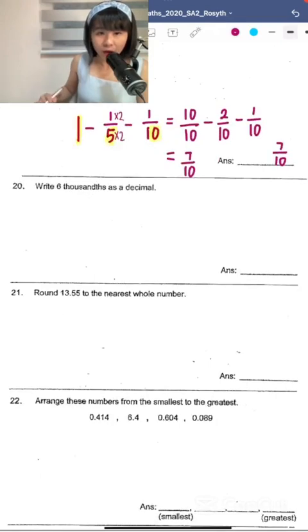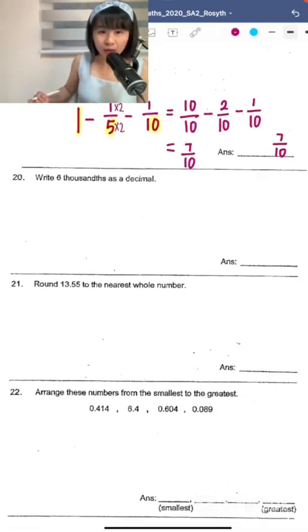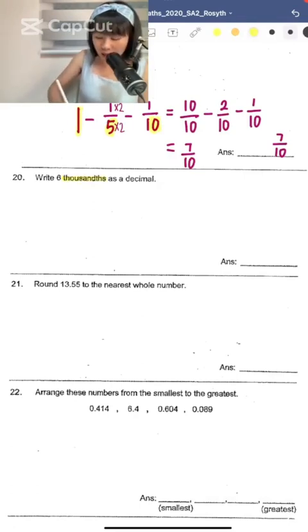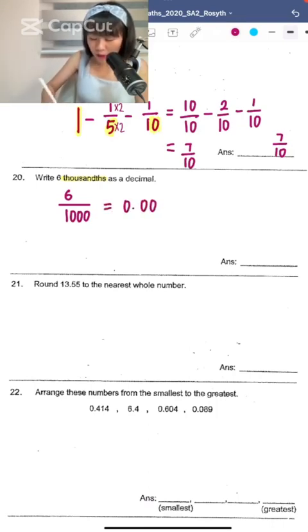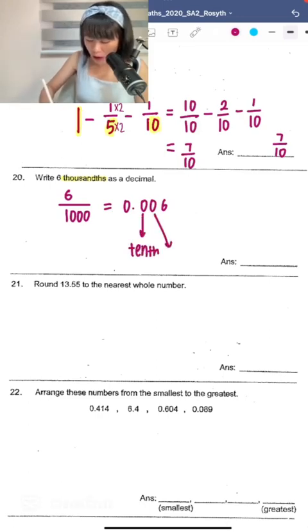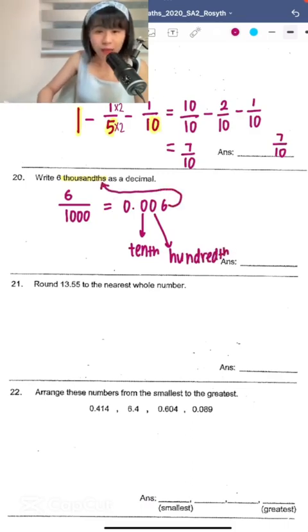Question 20. Write 6 thousandths as a decimal. So remember with the TH, okay, thousandths with the TH is actually the one that is behind the decimal point. Okay, another way we can interpret this is actually 6 over 1,000. Okay, so 6 over 1,000 is the same as 0.006. Okay, remember this is your tenths place after the decimal point. This is your hundredths place, and this is your thousandths place.